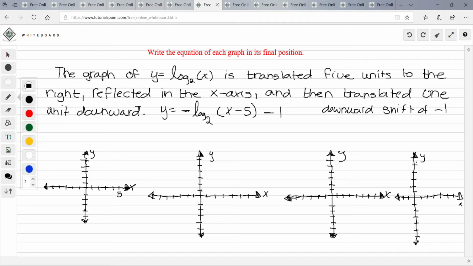So first, let's look at what we know. We know the base a is 2, so we know the logarithmic function is increasing. If it's increasing, it's going to look something like this. What else do we know? We know that we have a vertical asymptote where x minus 5 equals 0. So you're going to add 5, so x equals 5. So here's our vertical asymptote.